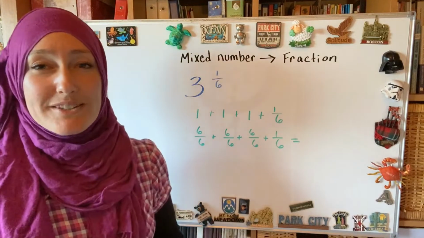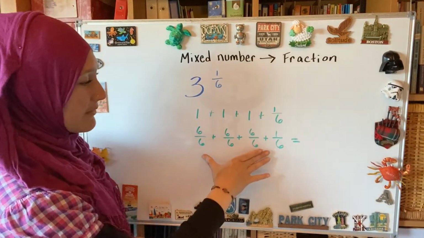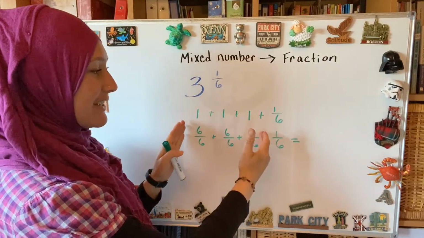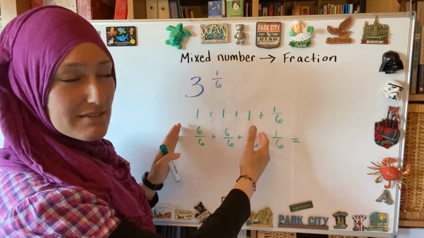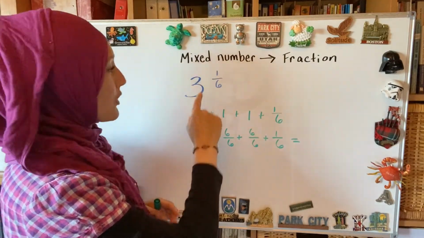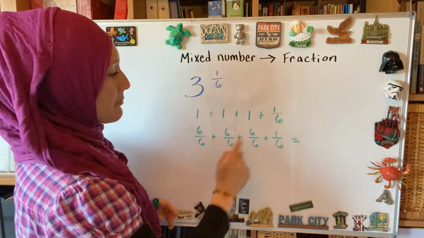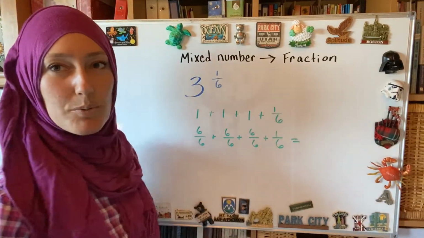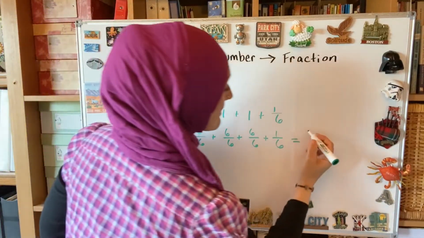Okay, why does the shortcut work? So what we're saying right here is we have 6, 12, 18. We have 3 times 6. What do we have here? 3 times 6. Why do we add that extra 1? Because we have 3 times 6 and we're adding that leftover 1. So we have 19.